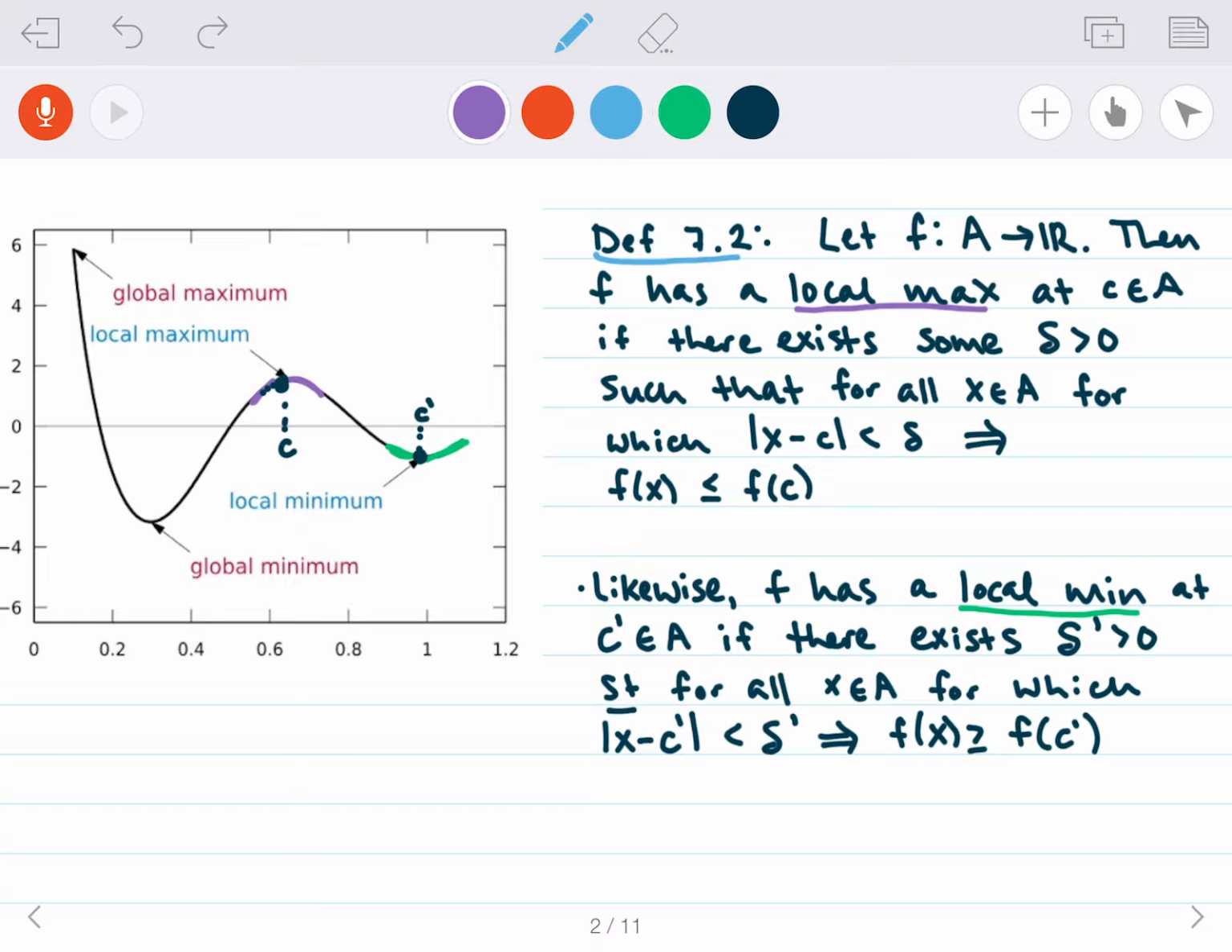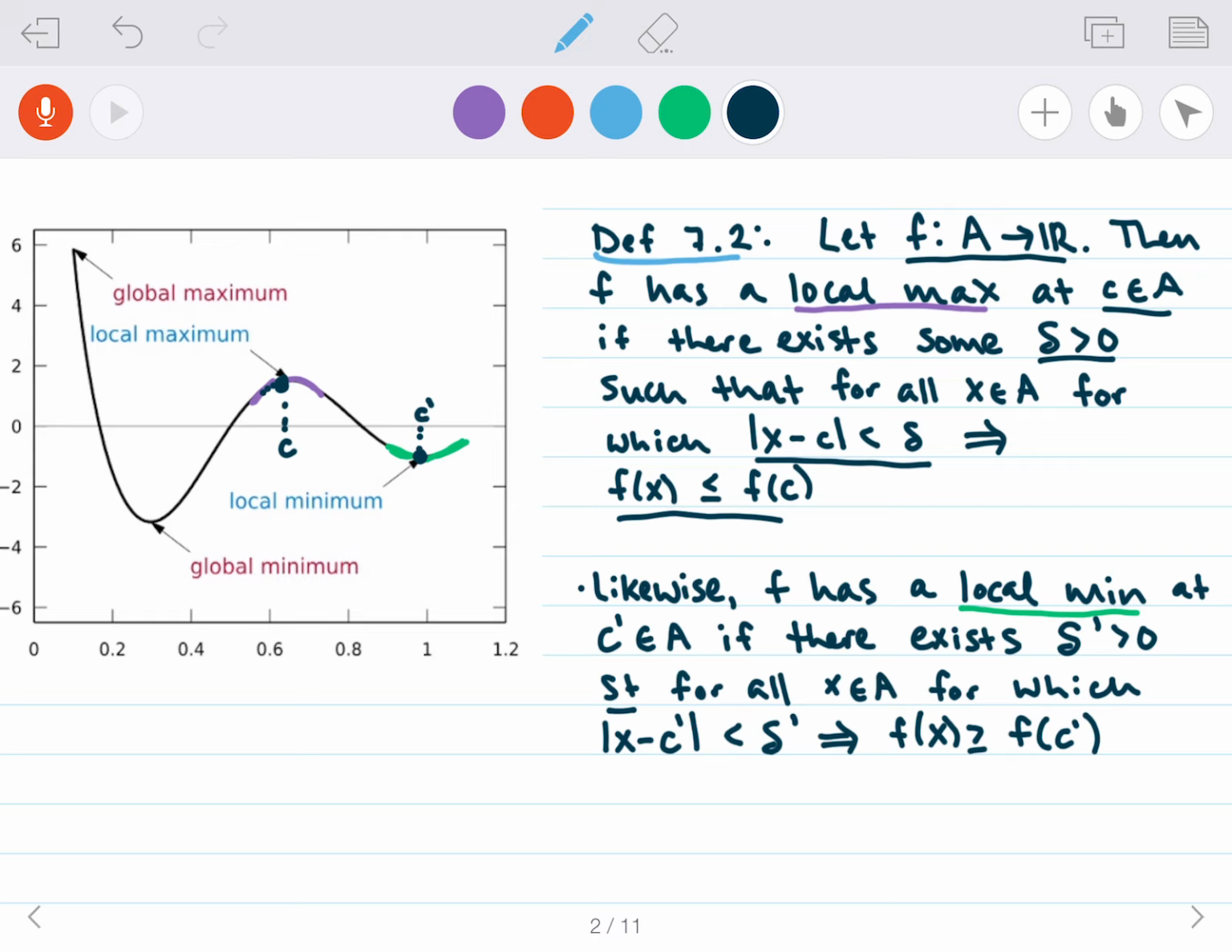Okay, so what do we say? We say, okay, we have a function from A to the reals. We say that the function has a local max at some c in our domain if there exists a positive delta, so that for every x in that delta neighborhood centered at c, this implies that f of x is going to be less than or equal to f of c.